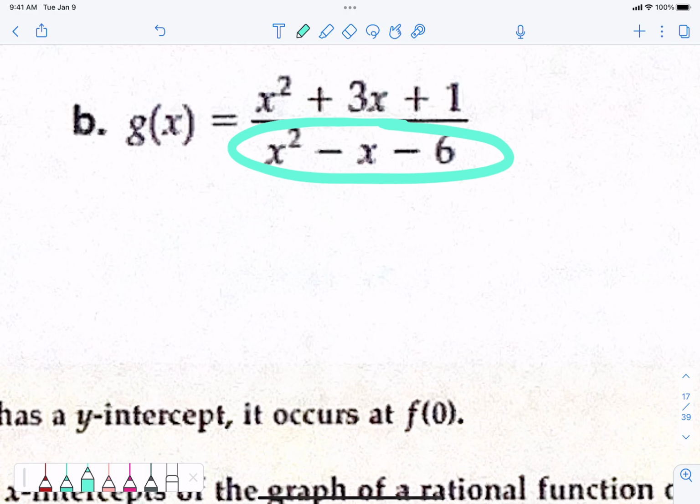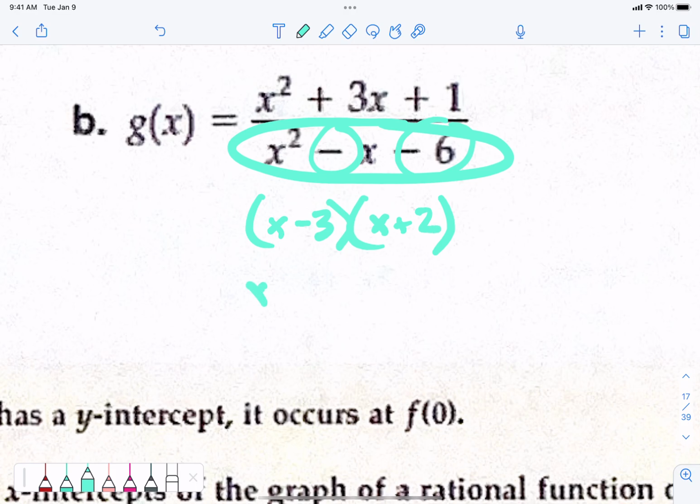It's a simple trinomial. What can you multiply to get -6, but when you add them, give you -1? Multiply to get -6, add to get -1. What do you got? Multiply to get -6, add to get -1: -3 and positive 2. Got it. If that's how it breaks down, what can my x's not be?